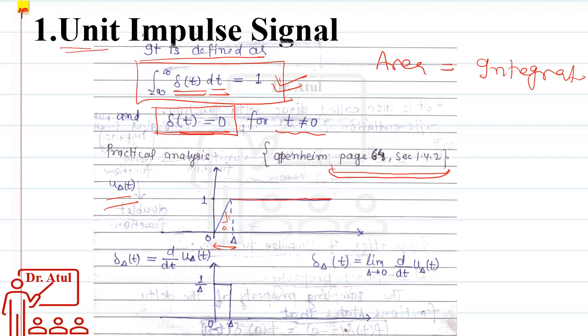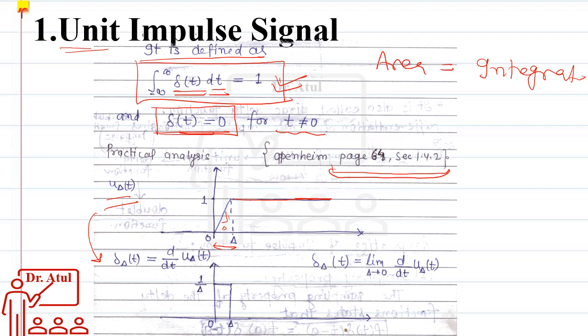Now I am taking the differentiation of this. The slope is constant, and the differentiation of this constant is 0. So the differentiation of this signal is like this. Okay, so I am getting delta t by the differentiation of one step signal.